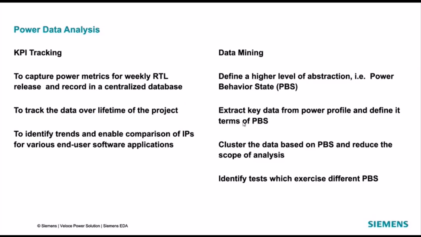In the data mining method, we initially define a higher level of abstraction concept as power behavior state, or PBS for short. We're going to talk about this one later. Then we extract key data from the power profile in terms of PBS. We cluster the data based on PBS and reduce the scope of analysis without losing key information. Then we identify tests which exercise different PBS scenarios. These two approaches will be discussed in detail here.